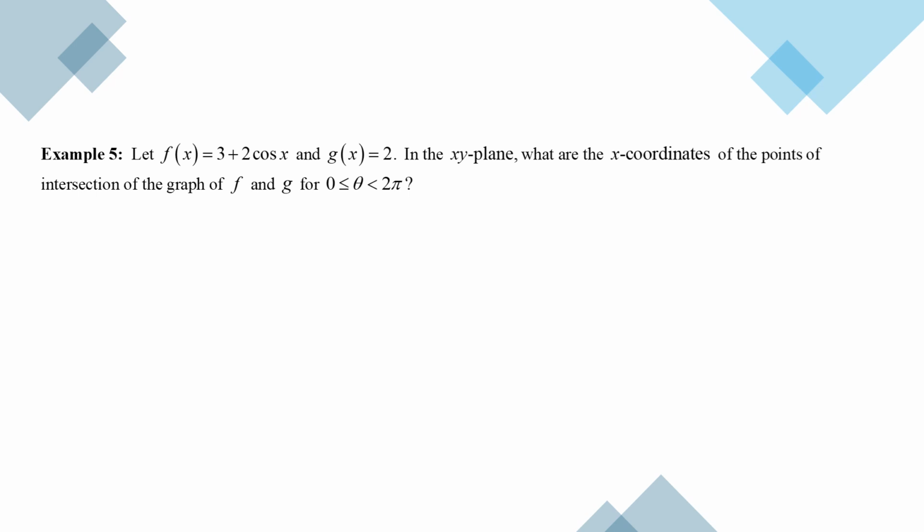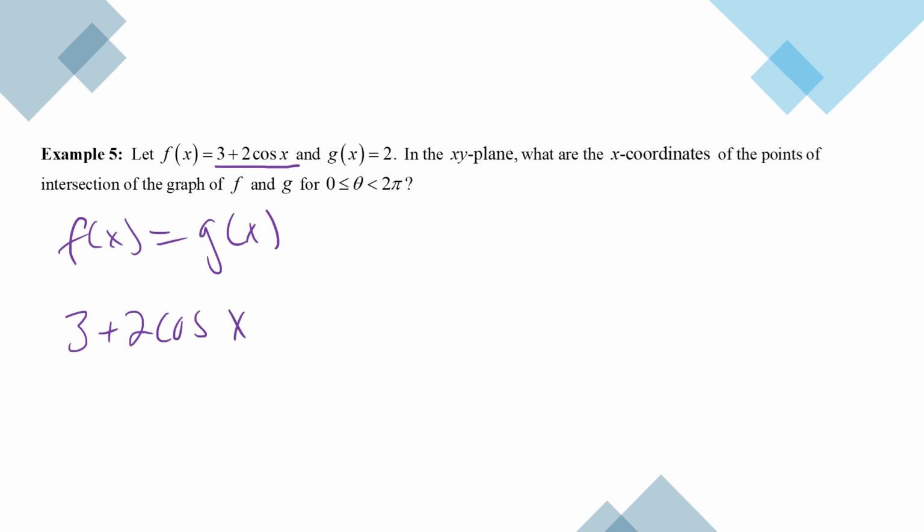All right. Let's try another one. So this time we have f of x equals 3 plus 2 cosine x and g of x equals 2. In the xy plane, what are the x coordinates of the points of intersection of these two? So if I'm looking for points of intersection, I'm setting these two equal to each other. Does that make sense? The only way you're going to find a point of intersection is by setting them equal to each other. So we're setting f of x equal to g of x. f of x is 3 plus 2 cosine x, and g of x is just 2.